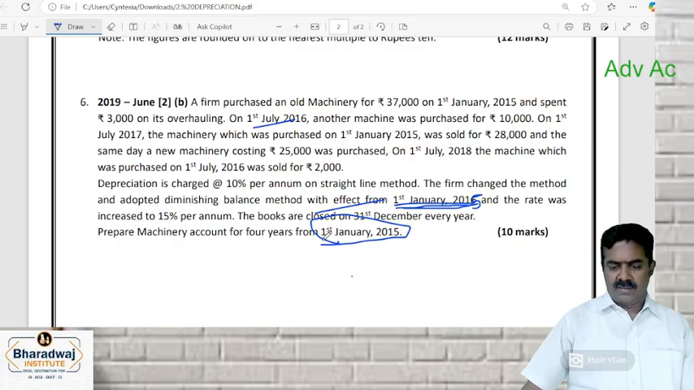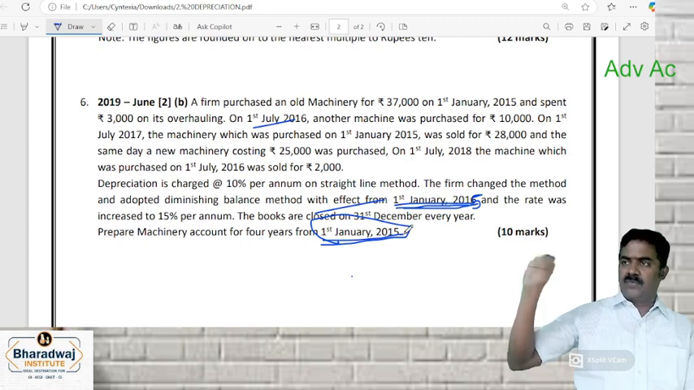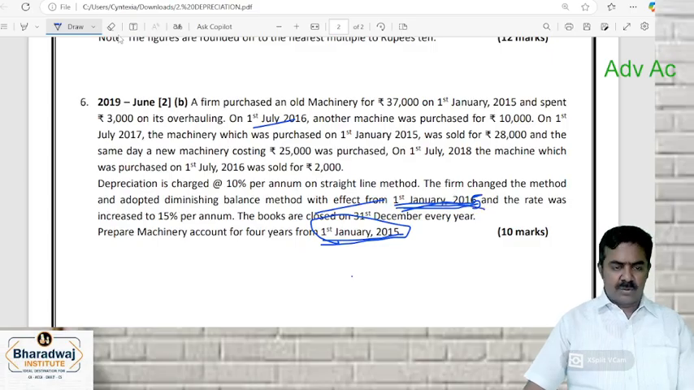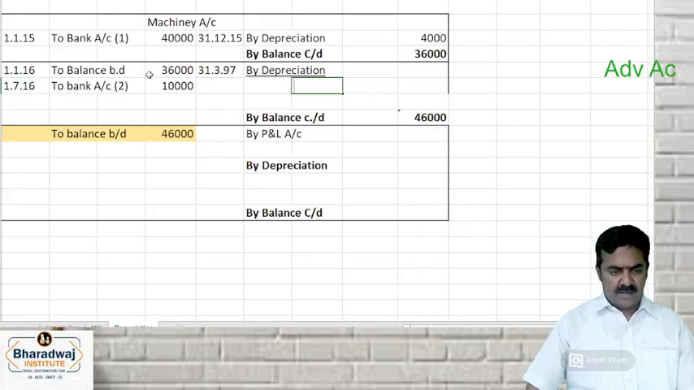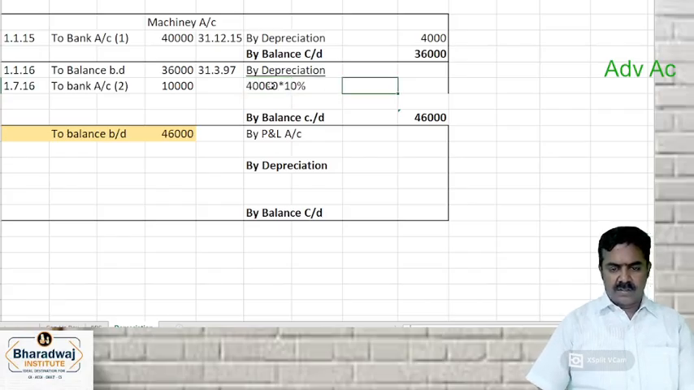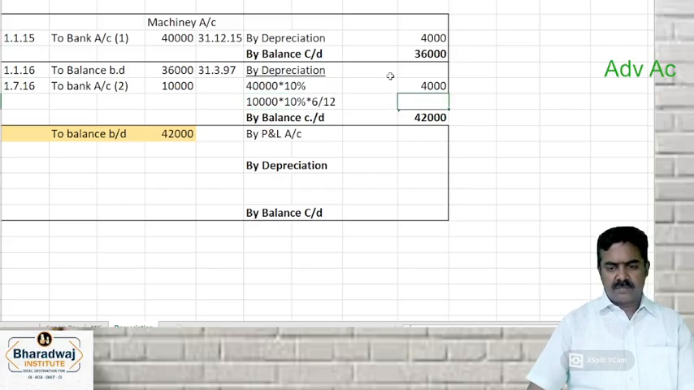2018. They ask you to prepare ledger accounts for how many years? 4 years now. 15, 16, 17, 18. After the change happens in which year? 2018, but they do the change with the retrospective effect. So when you charge depreciation in 16, what method will be there? 40,000 into what percentage? 10%. 4,000. For the newly purchased one, 10,000 into 10% for how many months? 6 months.